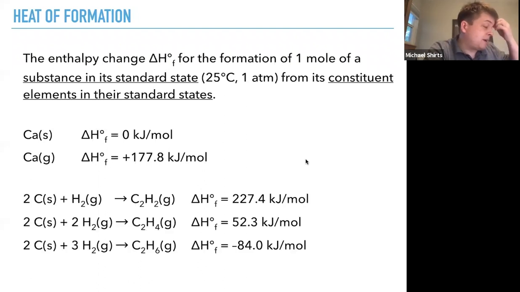So let's take a look at a few enthalpies of formation. Here we have carbon. Remember, carbon at 25 degrees C, its most stable state is just solid carbon, graphite. Combined with H2 gas, producing acetylene gas. So that heat of formation is 227.4 kilojoules per mole.